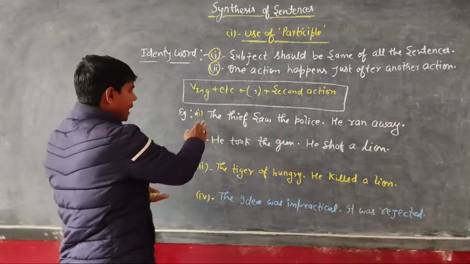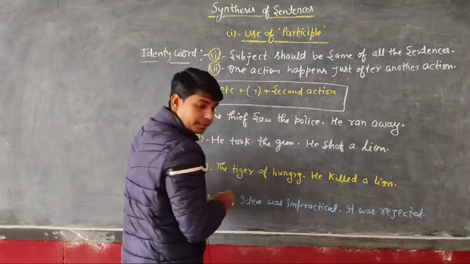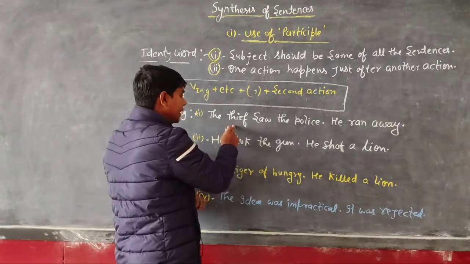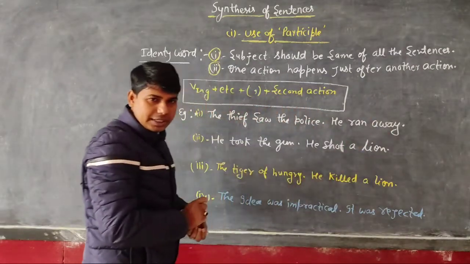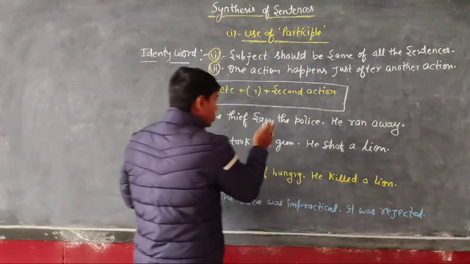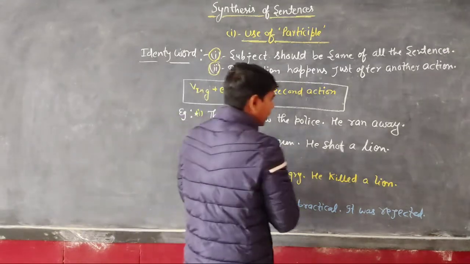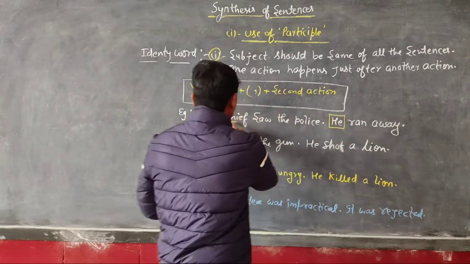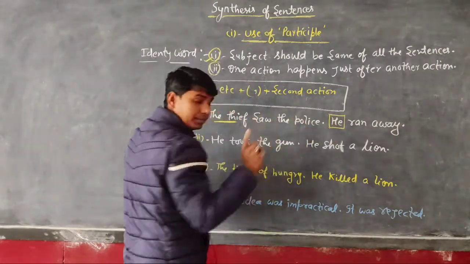Okay. Suppose that we have an example. The thief saw the police. You must know the Hindi of the sentences. The thief saw the police. He ran away. Is it clear? Now see, sentence number 1, sentence number 2. The subject of this sentence is the thief, and the subject of this sentence is he, and he is used for the thief. So keyword first, the subject of the whole sentence is same.